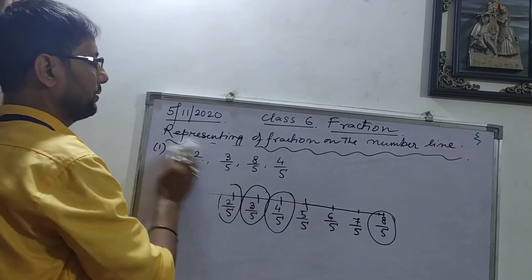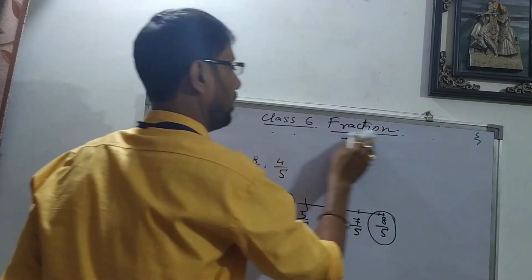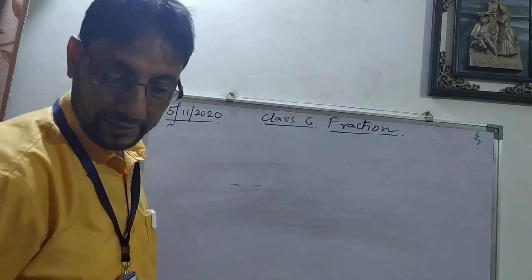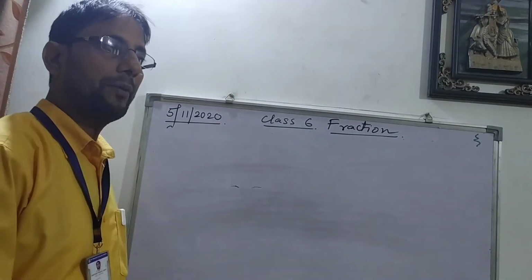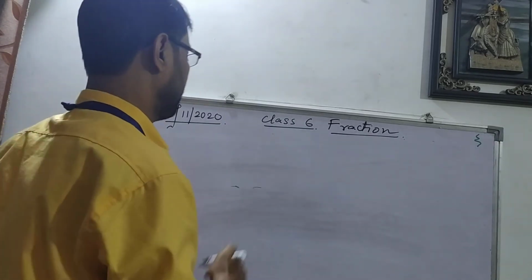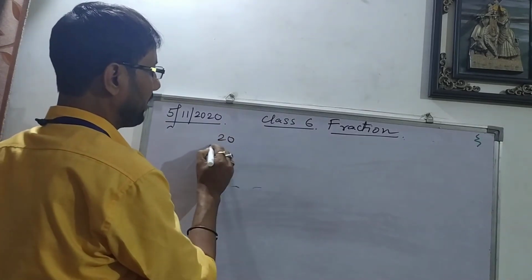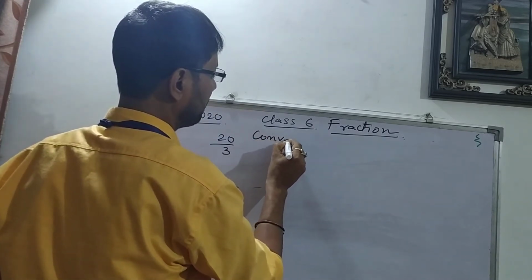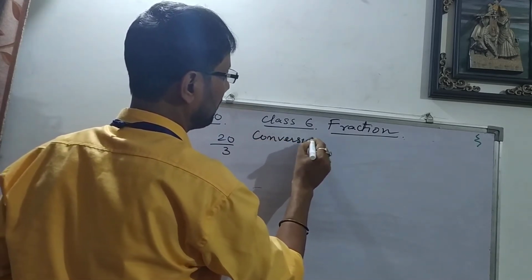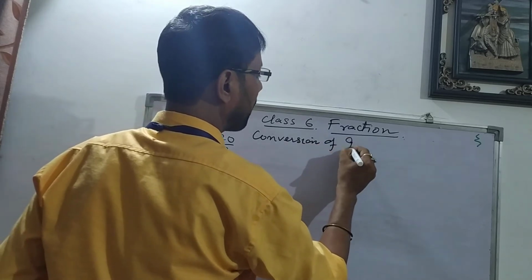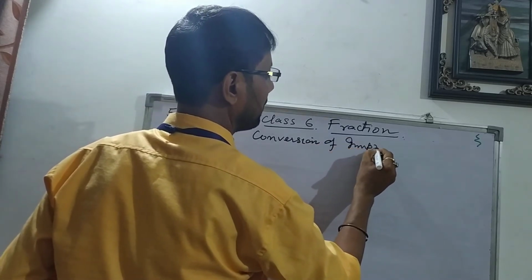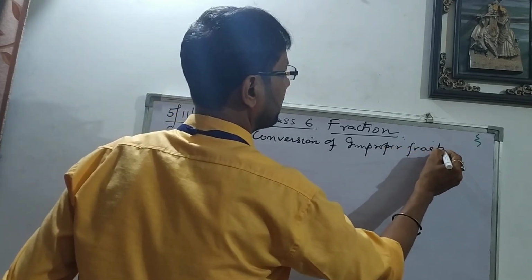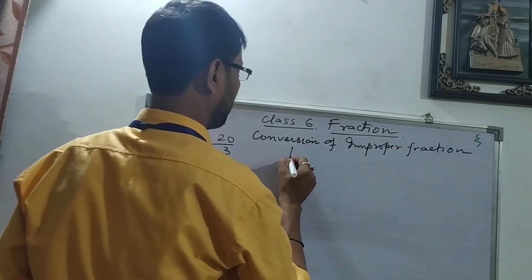Next part is, so how will I convert an improper fraction to a mixed fraction? 20 divided by 3. That means conversion of improper fraction to mixed fraction.